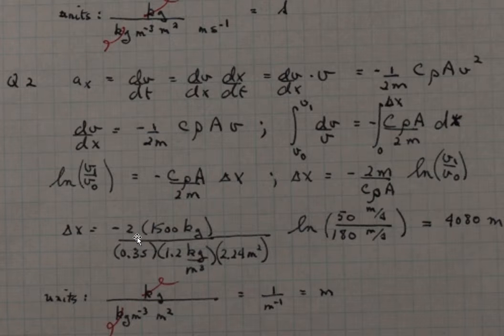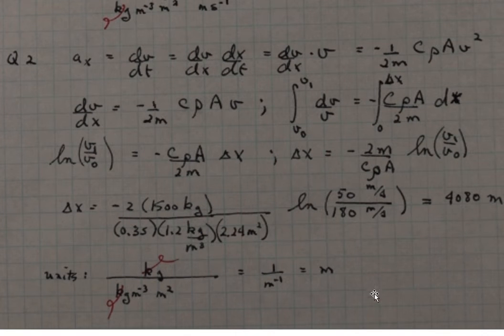So plugging the numbers in, minus 2 times 1500 kg divided by 0.35 times 1.2 kilograms per cubic meter times 2.24 square meters, times ln of the ratio of 50 to 180 meters per second, and that gives 4080 meters. That's a little over 4 kilometers.